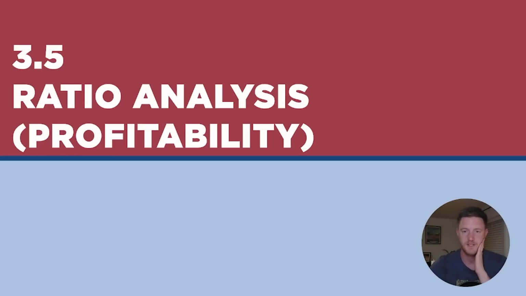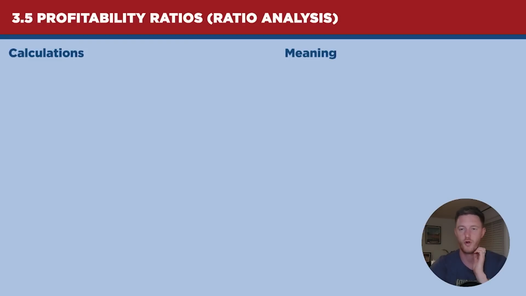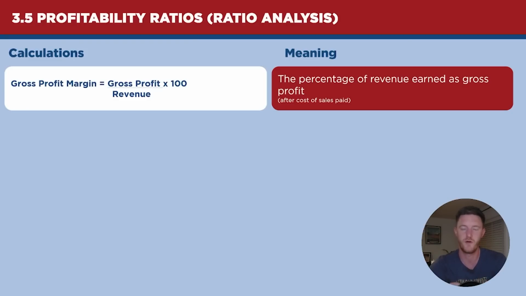Right, we've got ratio analysis now. So 3.5, profitability, we're going to start with. We've got four calculations for profitability. We've got the gross profit margin.